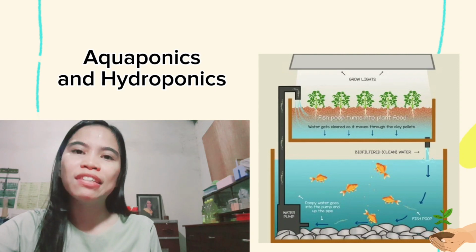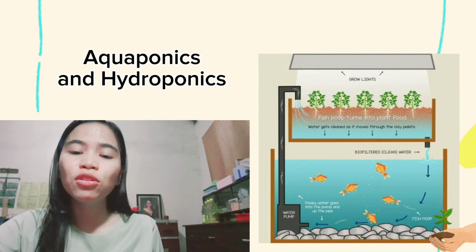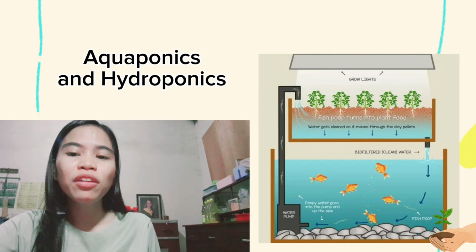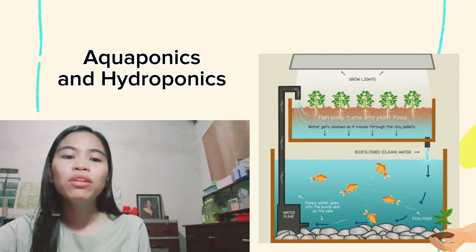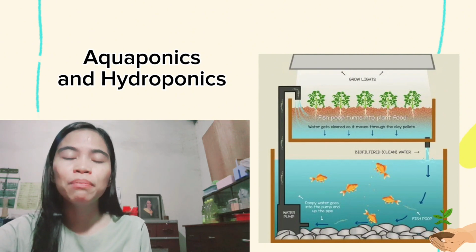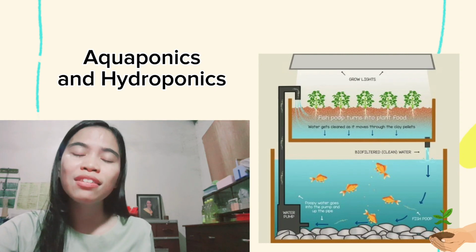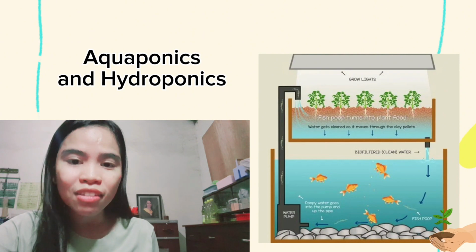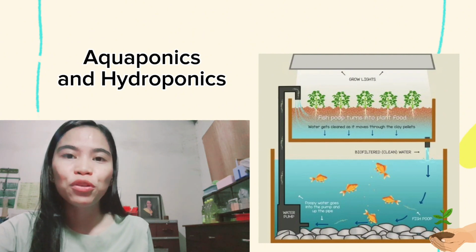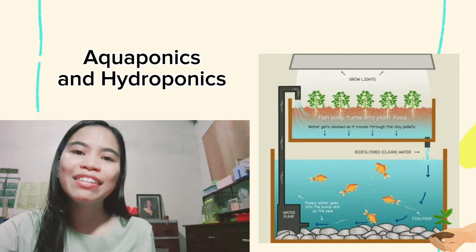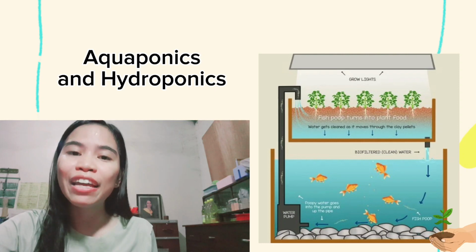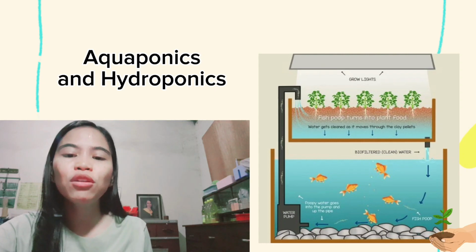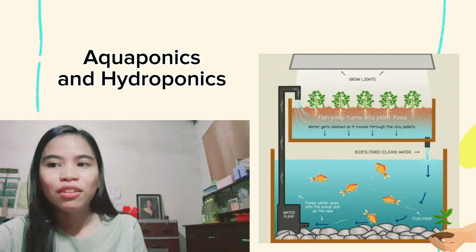Aquaponics and hydroponics. These soilless farming techniques utilize recirculating water systems to grow crops in controlled environment. Aquaponics combines fish farming with hydroponic plant cultivation, creating a symbiotic relationship where fish wastes provide nutrients for plants, and plants help purify the water for the fish. These systems can use less water and land compared to traditional farming methods.